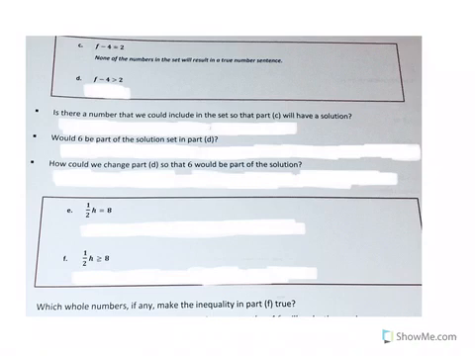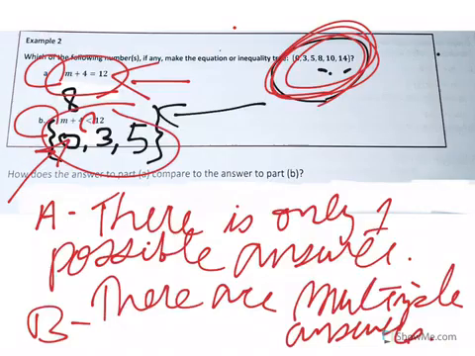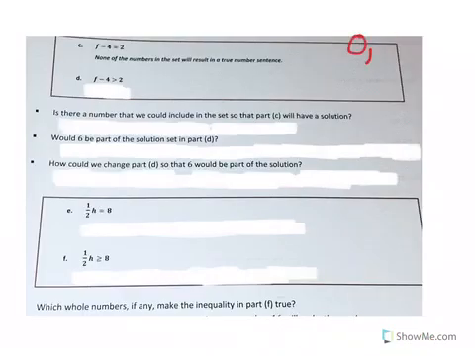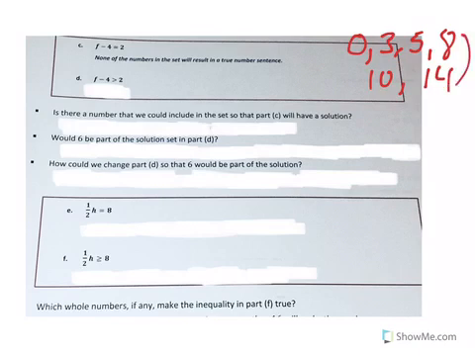F minus 4 equals 2. We're still looking at the same set, so I'm going to write them over here: 0, 3, 5, 8, 10, and 14. F minus 4, any of these numbers over here, none of them would work.